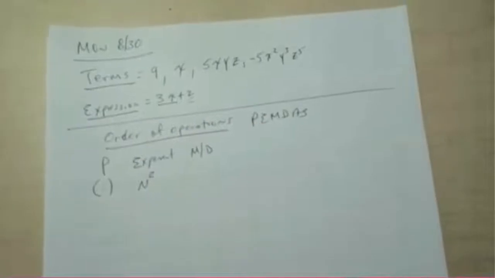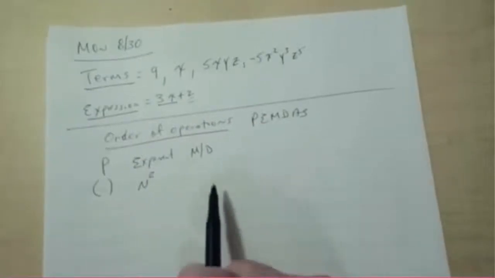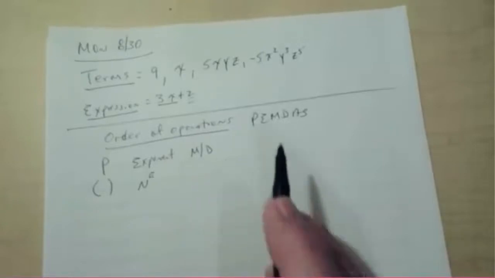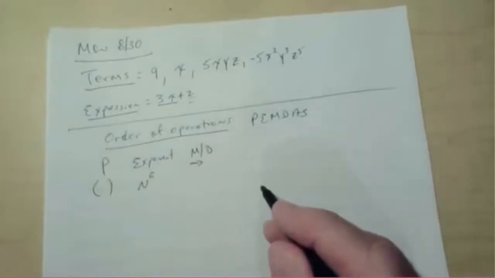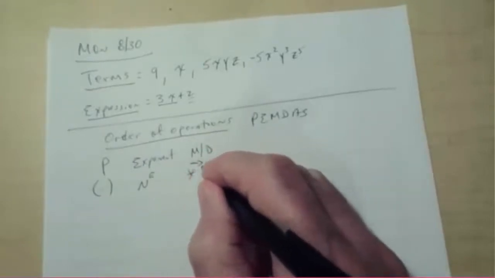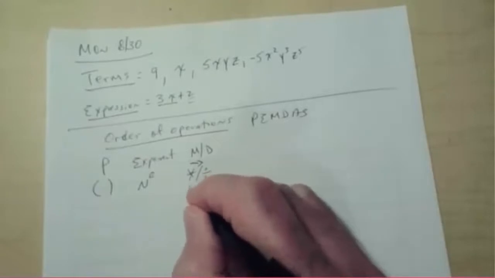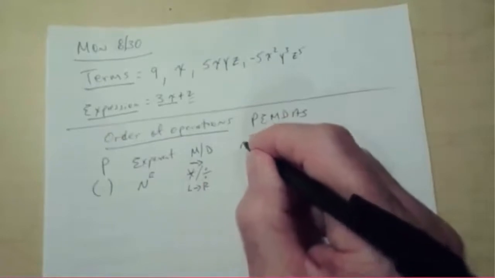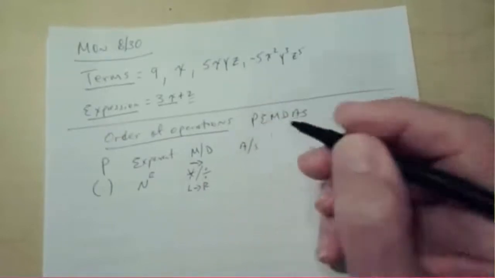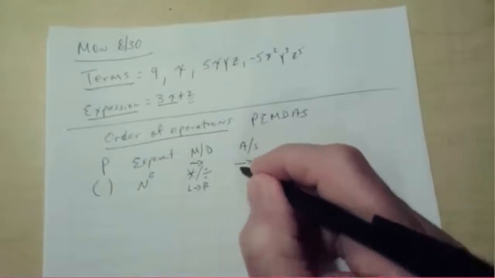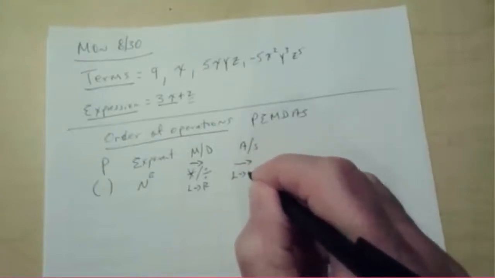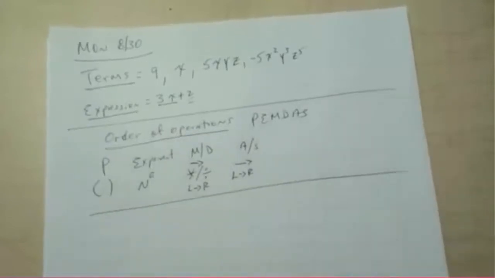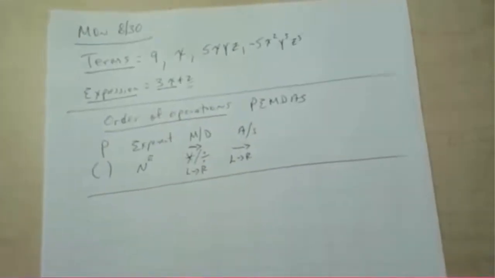Now, MD, multiplication division, you do those, whichever one comes first from left to right. Now, multiplication and division are like twins. You do those at the same time, again, from left to right. And then addition, subtraction, and you do those from left to right also. It really doesn't make any difference because they're going to get done. You do those last.